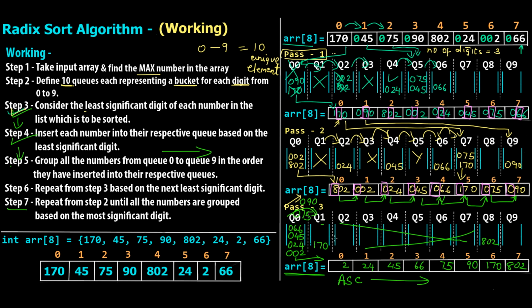For the next pass, we consider the next least significant digit, which is the tens place. Then we move to the hundreds place. Then we move to the thousands place if we have that, and so on and so forth. So we repeat this process, and ultimately at the end of exhausting all these digits, we have our sorted array. So yeah, this was the overall working and visual diagram of how the buckets are created.